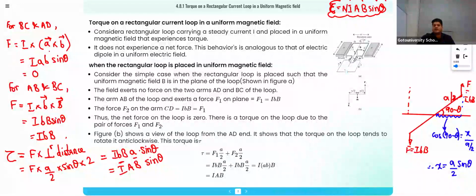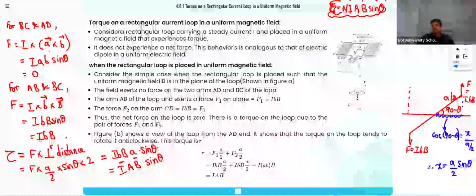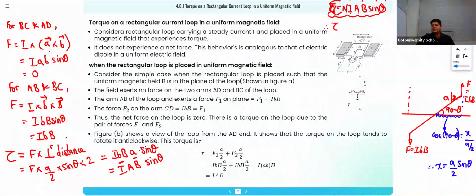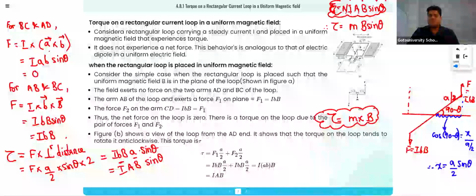The torque will be NIAB sine theta. What is NIA? Current into area, number of turns into current into area, is the magnetic dipole moment. So torque is equal to MB sine theta. If you remove sine theta, it will be M cross B. So your torque will be equal to M cross B. Okay.